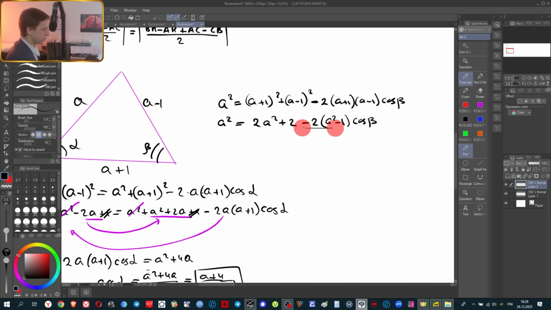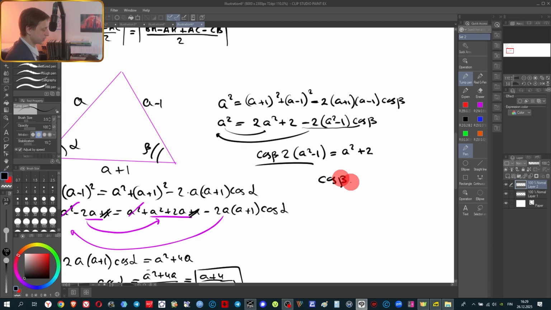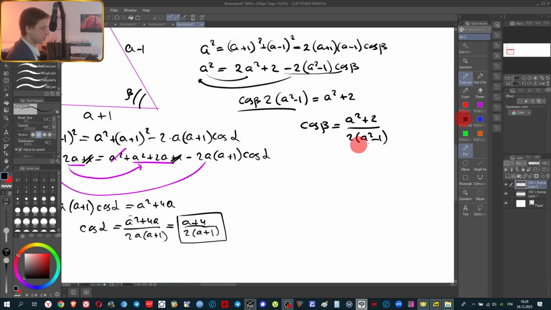So this one goes to the left, and this one goes to the right. So 2A squared minus 1 equals A squared plus 2. This is it. And of course, we forgot cosine beta here, times cosine beta. Okay, and here cosine beta equals A squared plus 2 divided by 2A squared minus 1. Okay, so we will leave it like this. It's our formula for cosine beta.